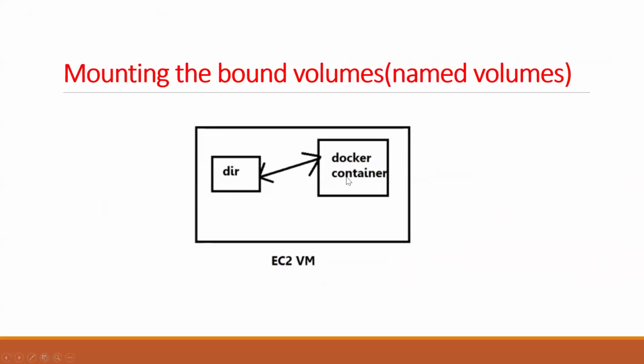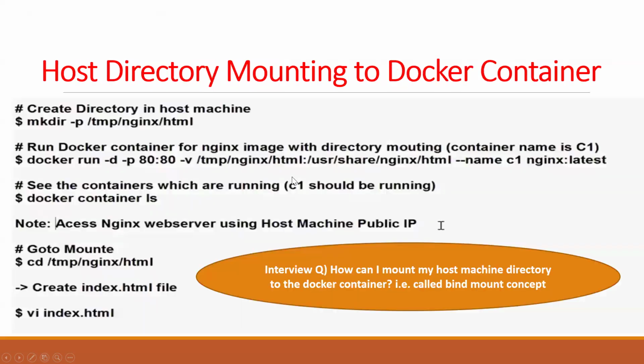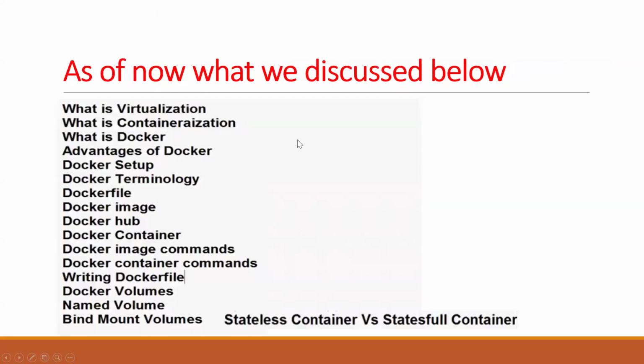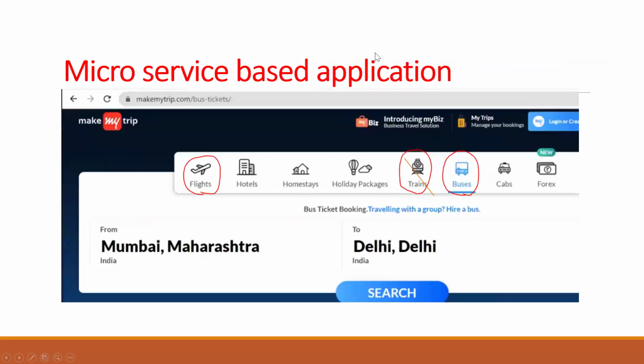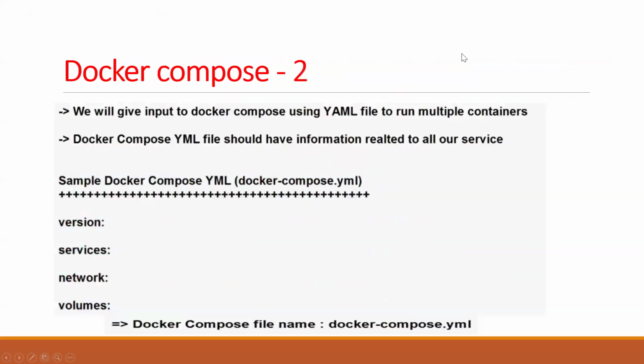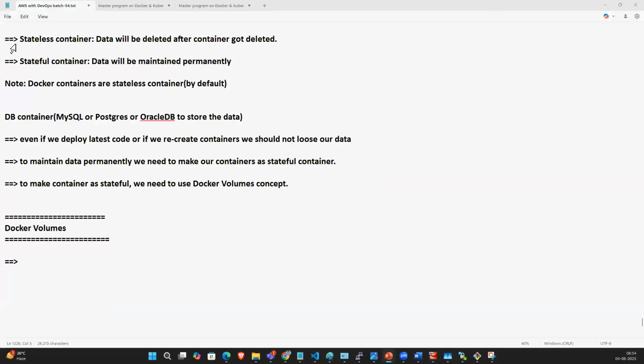So this is the Docker container, and this is nothing but mounting, called bind mount volumes. We can create a directory in the EC2 machine and attach it to the container. This one also we can do. So the host directory is mounted to the Docker container. Host directory mounting to the Docker container. Yes, understood?